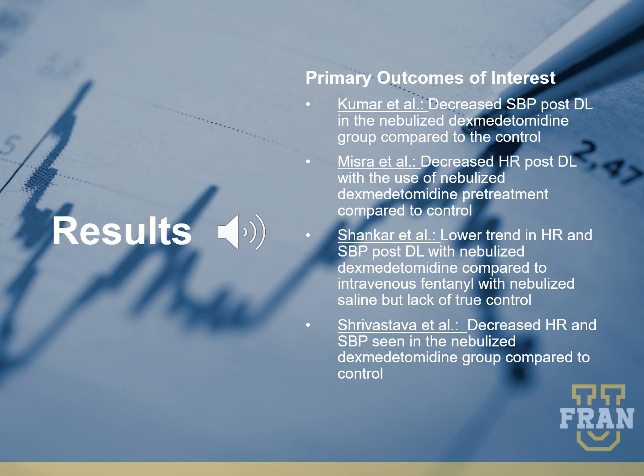Results for our primary outcomes of interest included: Kumar et al. found a decreased systolic blood pressure post-DL in the nebulized dexmedetomidine group compared to their control. Mishra et al. found a decreased heart rate post-direct laryngoscopy with the use of nebulized dexmedetomidine pretreatment compared to control. Shankar et al. found a lower trend in heart rate and systolic blood pressure post-direct laryngoscopy with nebulized dexmedetomidine compared to intravenous fentanyl with nebulized saline, but lacked a true control.